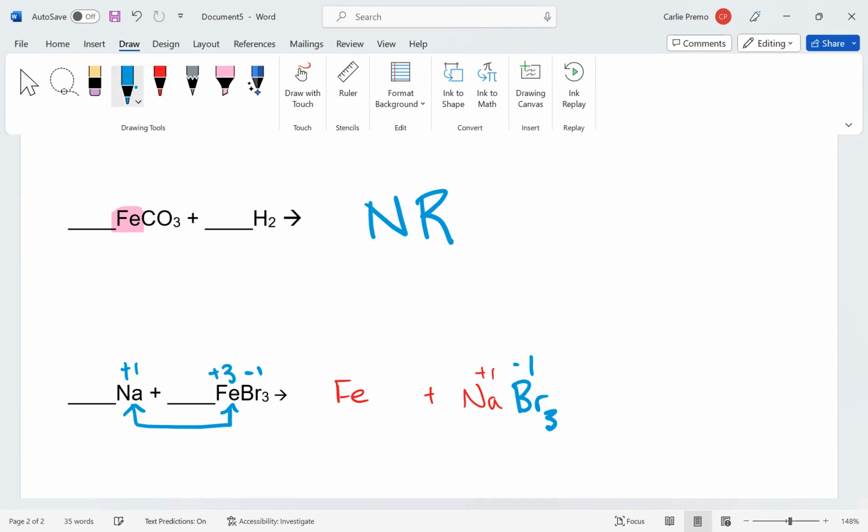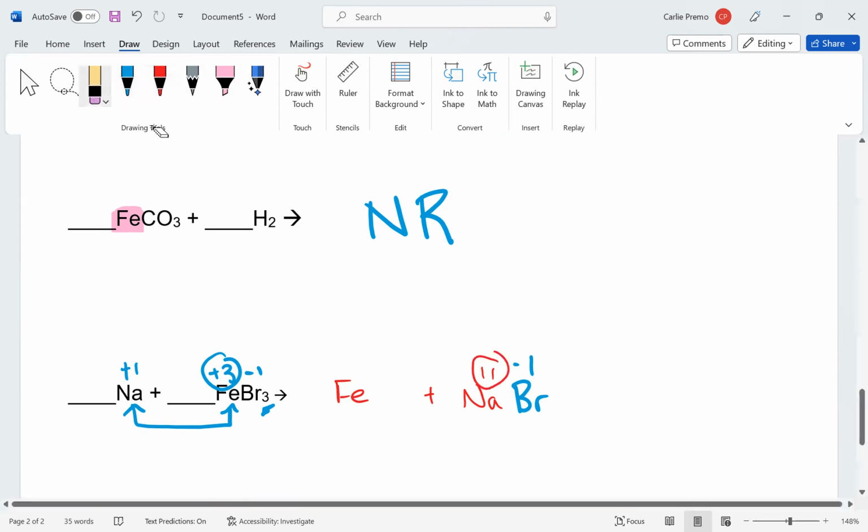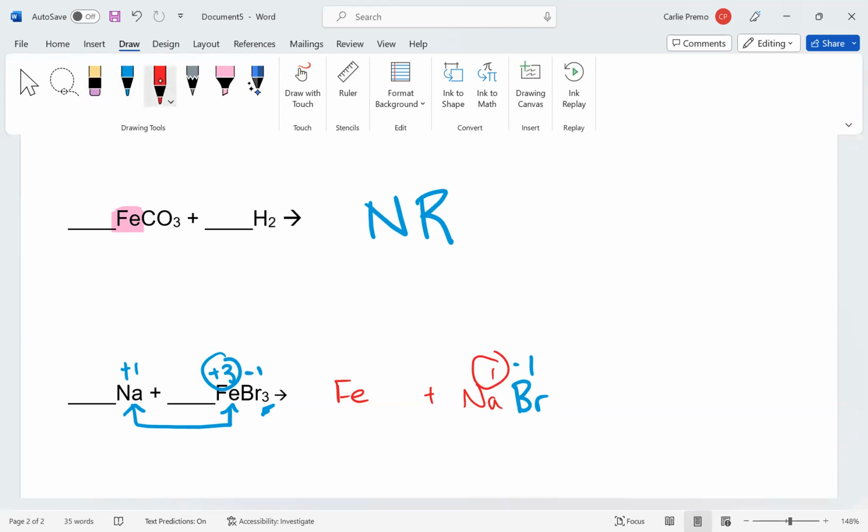Notice, again, I did not move this 3 because that 3 came from iron. And now that it's not with iron, it's with sodium. Sodium gives it a 1. So that is going to be the difference there. We do need to balance it because of the fact that we changed the amount of bromines. So I'm going to put a 3 in front here. So we have 3 bromines again, which will also mean I need a 3 in front of sodium.